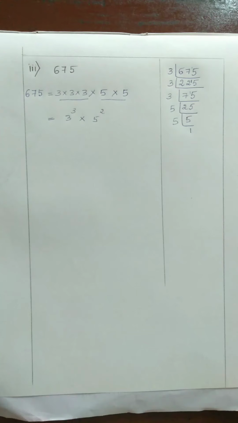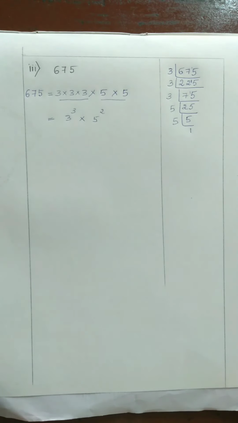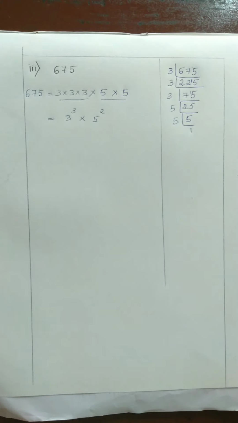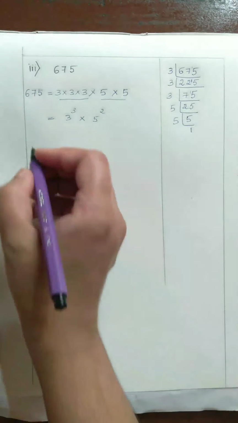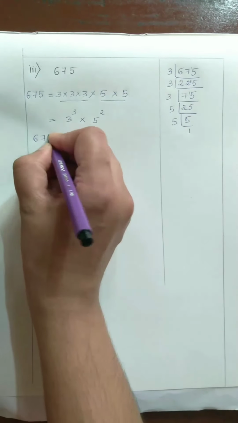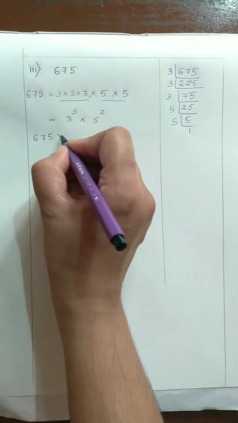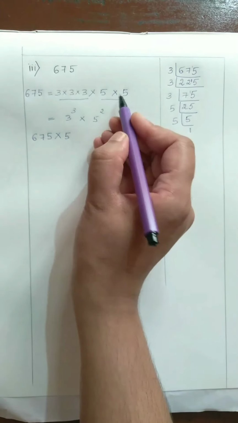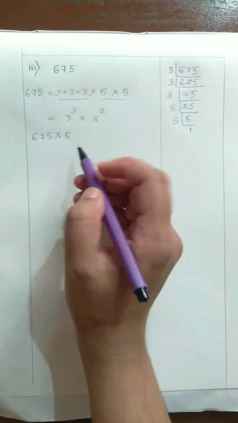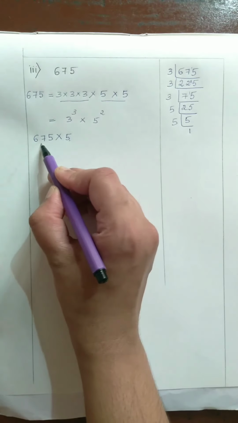Therefore, children, 675 is not a perfect cube. So, to make it a cube, what do we need? We need one more 5 to be multiplied to the group of 5. So that in the next step, 675 into 5, the smallest number which does not appear in a group of 3 is 5. So 5 has to be multiplied to 675.